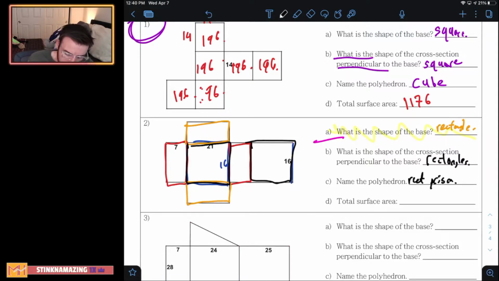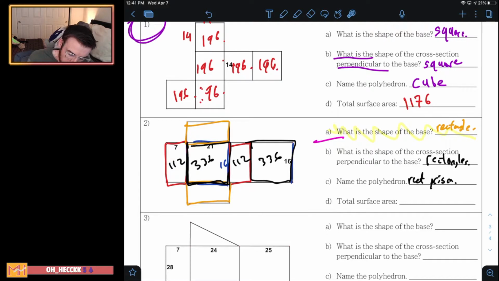Last but not least, you can use these dimensions. So this is 7 by 16. So 7 times 16, length times width, right? Hope I'm not blowing your mind there. Length times width is 112. And so therefore that's 112. This is 21 by 16. So 21 by 16 is 336. So therefore this is 336.